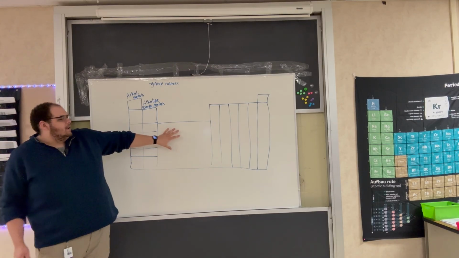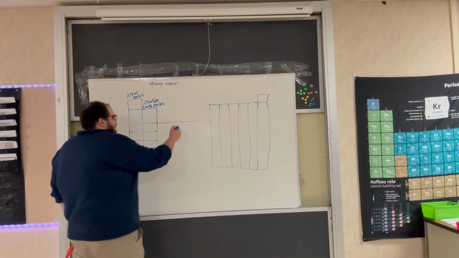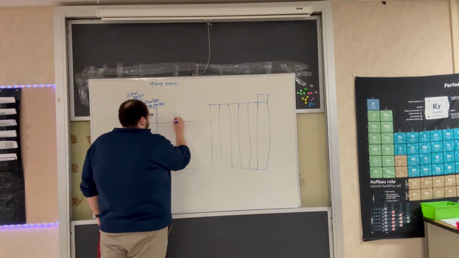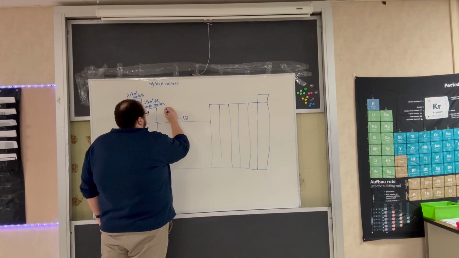Okay. In the middle, these guys, this is groups 3 through 12. These are transition metals.